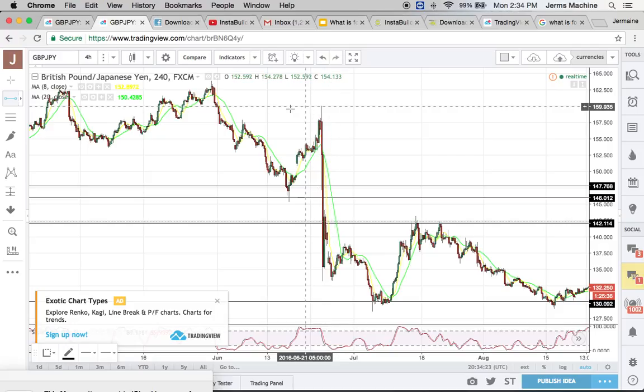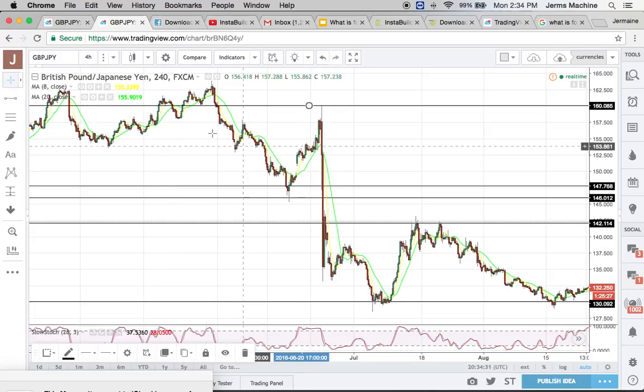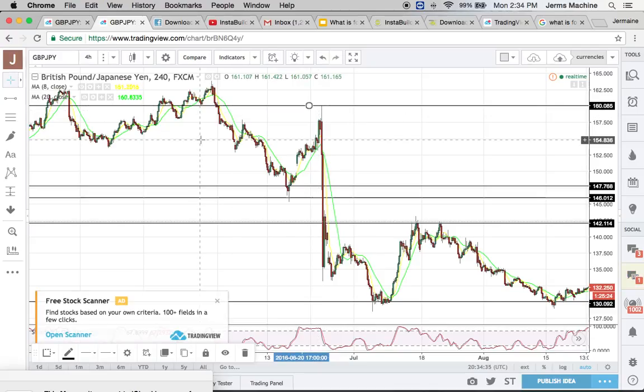Right here, the market stopped. It stopped price here. I'm going to put a line right here, because that's possibly a support and resistance area. You can see it. Right here, it stopped it. Right here, it stopped it.